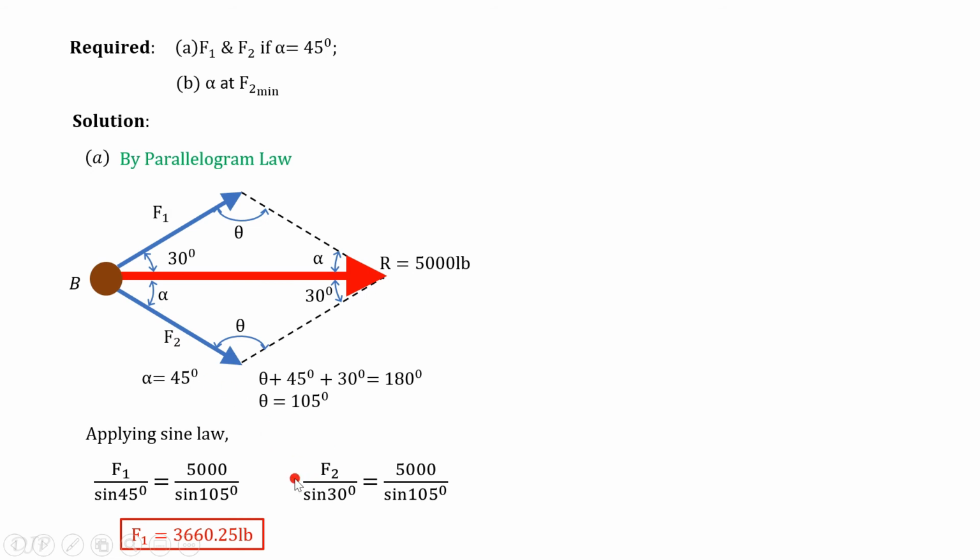We do a similar process with F sub 2. The opposite angle of F sub 2 is 30 degrees, and it is equal to 5,000 over sine 105 degrees. And we obtain the value of F sub 2, which is equal to 2,588.19 pounds.